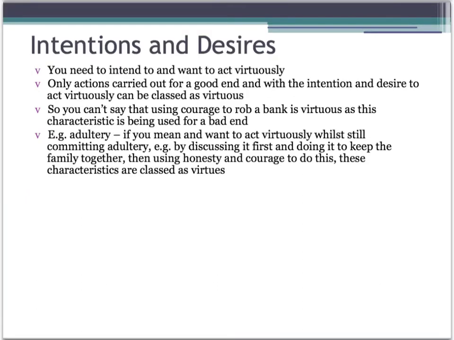So moving on from that, we need to talk about intentions and desires. And so what she says is you need to both intend to and want to act virtuously. And only actions carried out for a good end and with the intention and desire to act virtuously can be classed as a virtue. So you couldn't say that using courage to rob a bank is a virtue, because it's being used for a bad end. It's only when you want to and intend to use a quality of your character for a good end that it can be classed as a virtue.